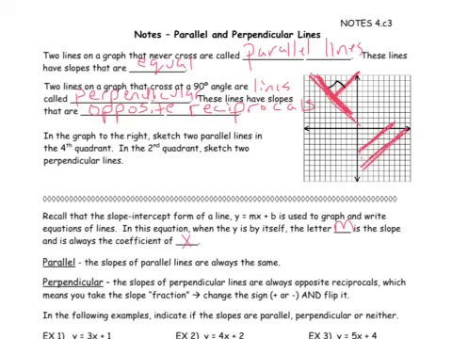If I was to do a quick example of that, so if I wrote y equals 3x minus 1, a line parallel to that would be y equals 3x plus 3. We can see that the slope is the same, so those would be parallel.